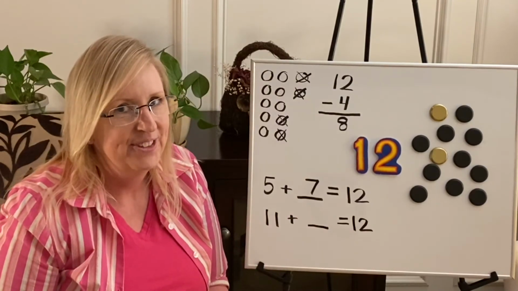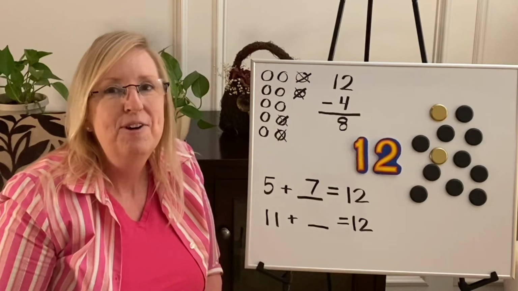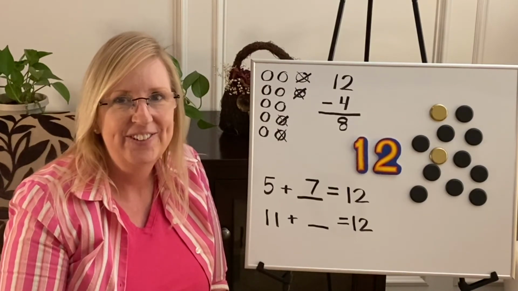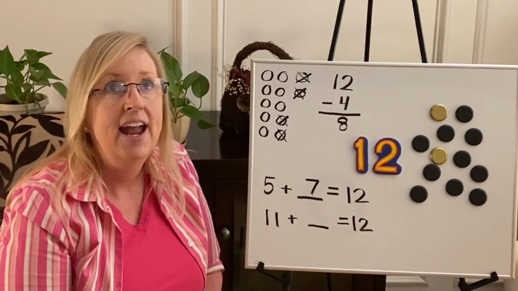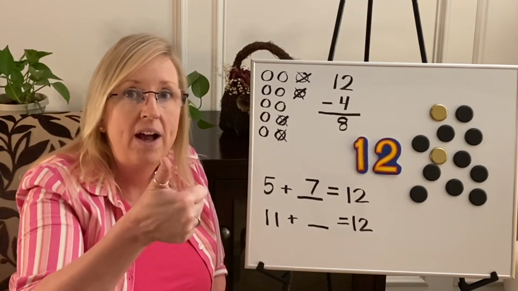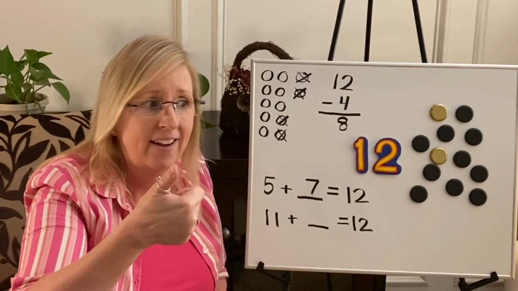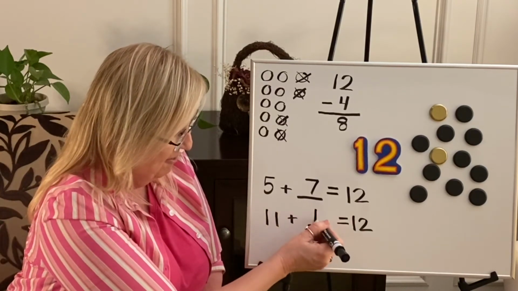Now, some of you I know are going, I know it. But let's use our counting on strategy just to be sure. Okay. 11 and 12. Wait, I didn't have to count on very far. It was easy. It was just a 1.